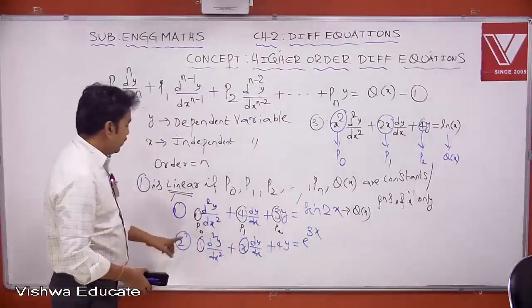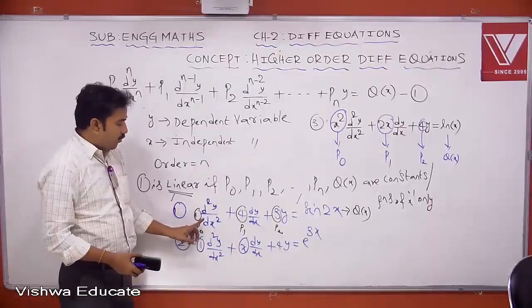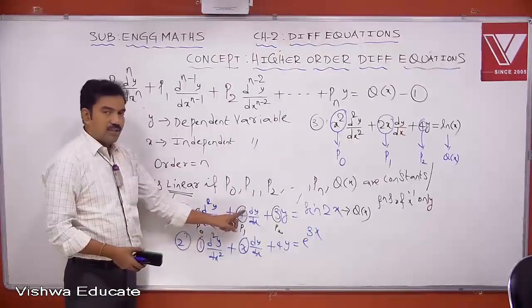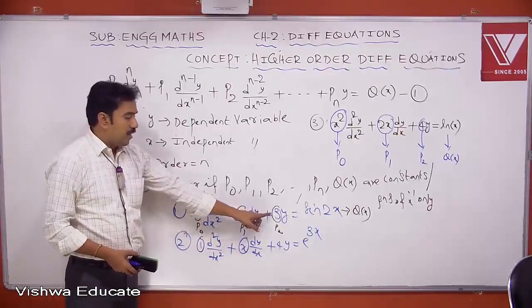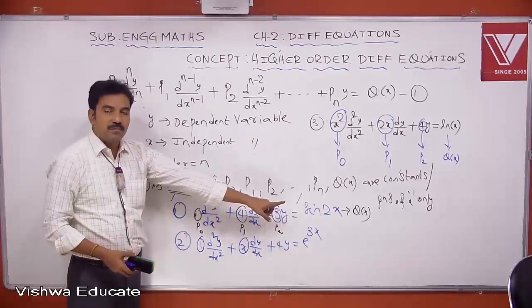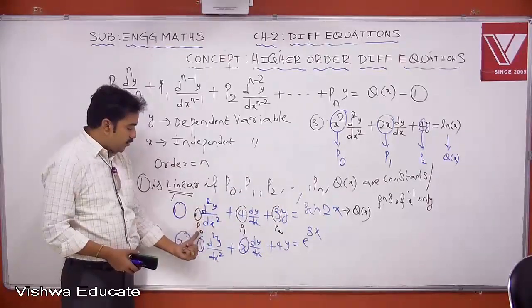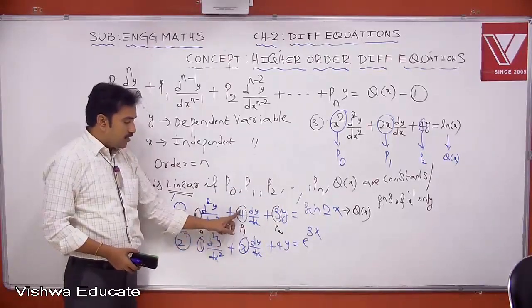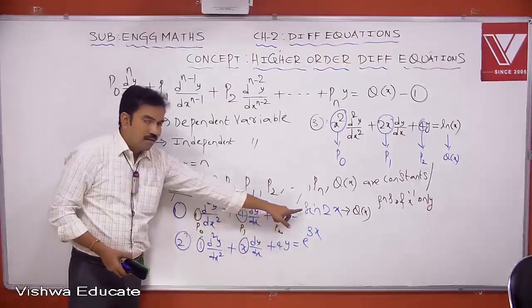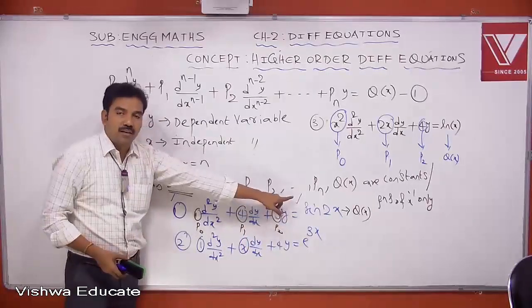Example. Write this example: d square y by dx square plus 4 dy by dx plus 3y equal to sine 2x. You highlight this. P naught is 1, P1 is 4, P2 is 3 and sine 2x is q of x.